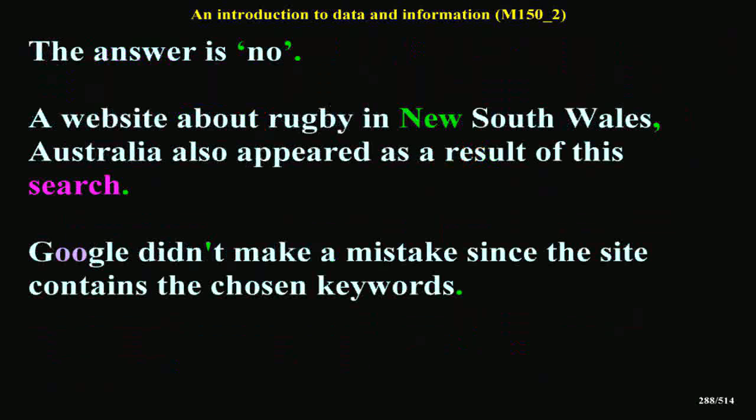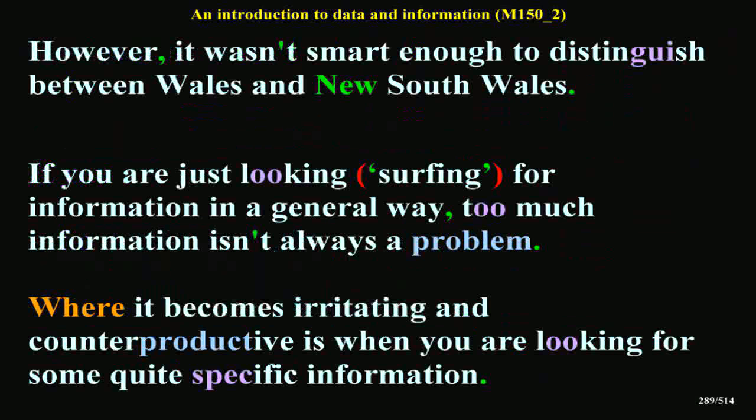The answer is no. A website about rugby in New South Wales, Australia also appeared as a result of this search. Google didn't make a mistake since the site contains the chosen keywords. However, it wasn't smart enough to distinguish between Wales and New South Wales. If you are just surfing for information in a general way, too much information isn't always a problem. Where it becomes irritating and counterproductive is when you are looking for some quite specific information.